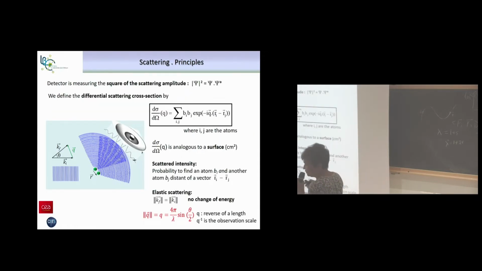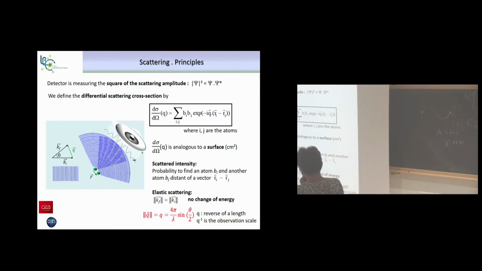So when we put a detector after this interference pattern, in fact, we are not able to measure the wave. We measure the square of the scattering amplitude. And we define what we call the differential scattering cross-section, which is the sum over all the atoms i and j of Bi Bj exponential minus i Q vector dot (Ri minus Rj). So we sum over all these atoms.